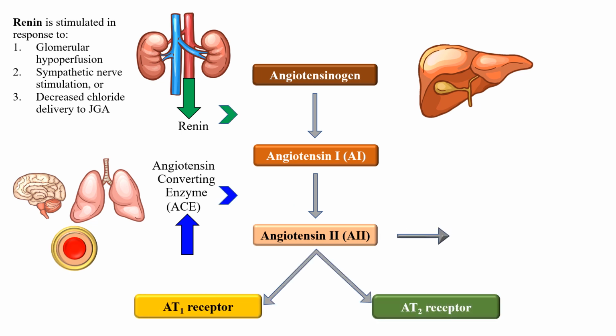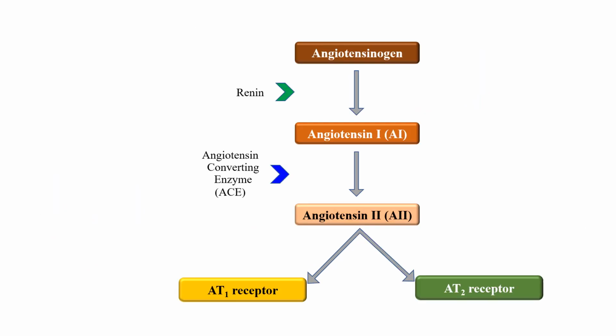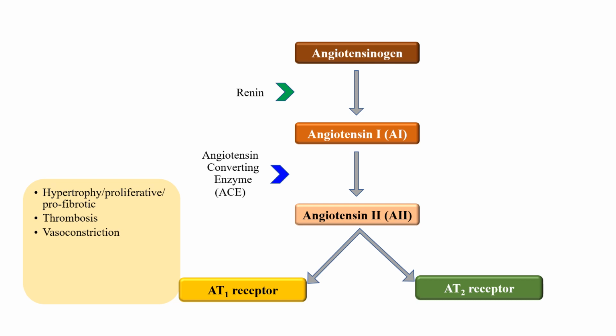Angiotensin 2 exerts different physiological effects by binding to different receptors, namely AT1, AT2, and multiple others. The binding of angiotensin 2 to AT1 receptor induces tissue hypertrophy, proliferation, and fibrosis. It can also facilitate thrombosis and induce vasoconstriction, aldosterone and vasopressin release, a pro-inflammatory state, and increased sympathetic nerve activity.